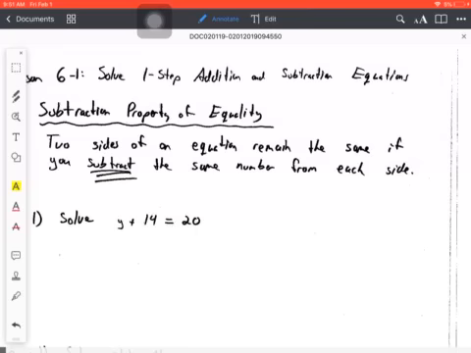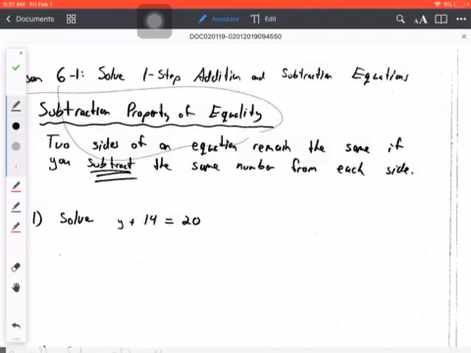Now, depending on what we're doing here as far as adding and subtracting goes, that really is going to determine what we are going to be doing as far as the property goes. So the first property we're going to be looking at is called the subtraction property of equality, which means two sides of an equation remain the same if you subtract the same number from each side.